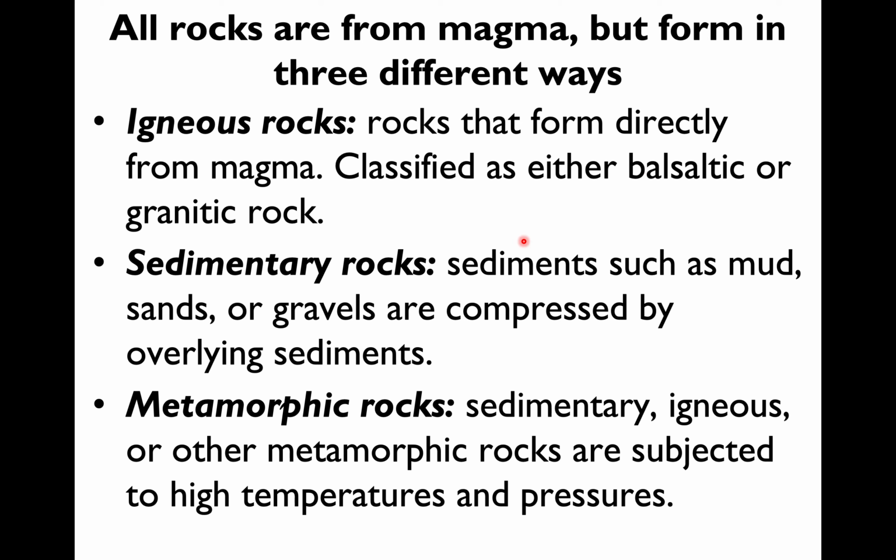Sedimentary rocks are things like mud or sands, gravels. These can compress down and make these sedimentary style layers. Metamorphic, on the other hand, can be igneous or sedimentary or other metamorphic rocks, any of these types, and they're subjected to really high temperatures and pressures to become drastically different kinds of rocks. So those are the three that we see. Igneous are directly from magma, sedimentary come from compressed layers, and metamorphic come from really high pressure and high temperatures.